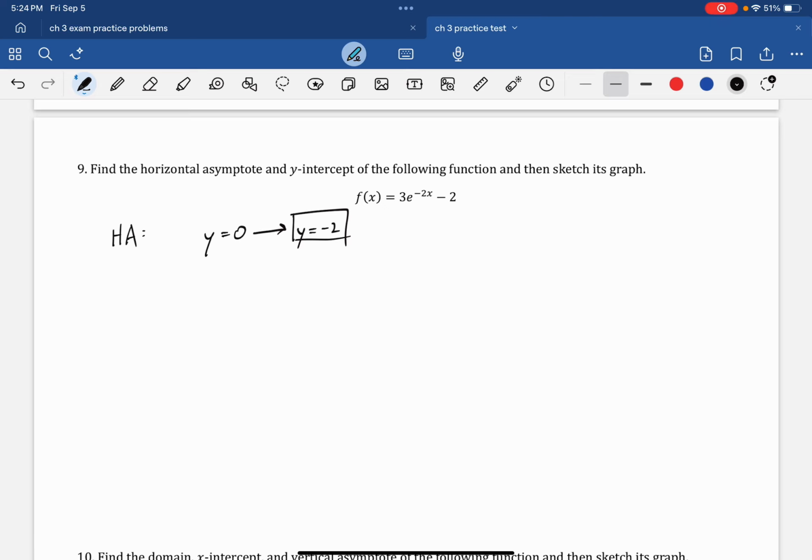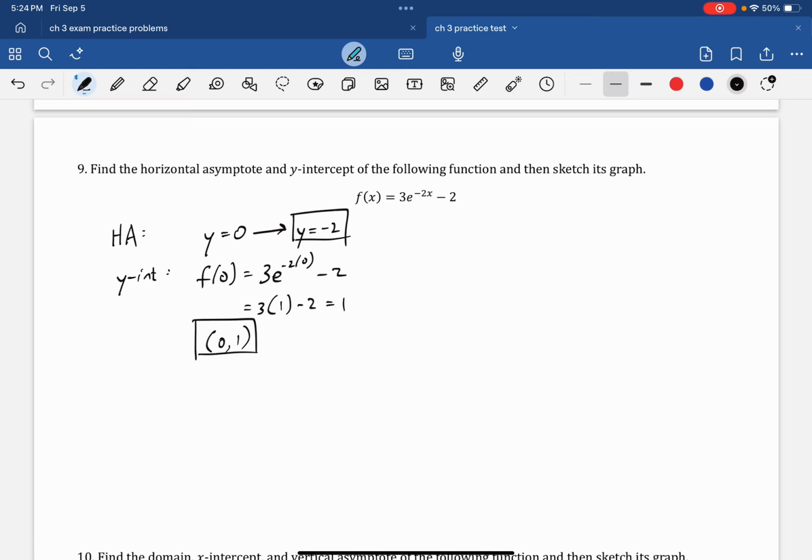All right, let's do the y-intercept. The y-intercept is wherever the graph hits the y-axis, so that's where x equals 0. So we just plug in 0 into our function, and we're left with 3 times e to the power of negative 2 times 0, minus 2. The exponent simplifies to 0, which means that e to the 0 is 1. So we're left with 3 times 1 minus 2 equals 1. So my y-intercept is 0, 1.